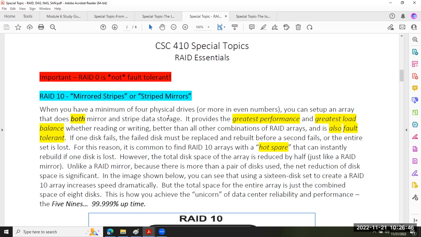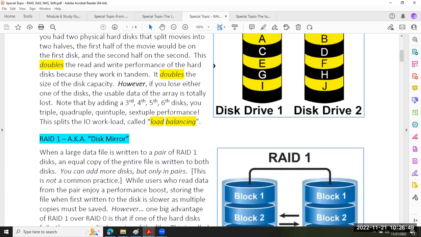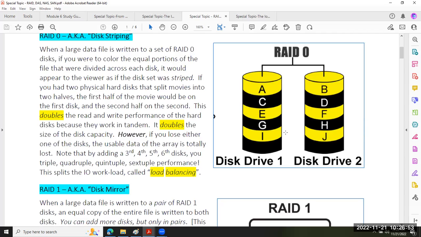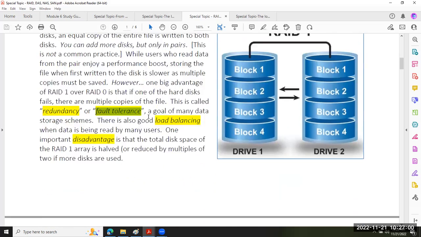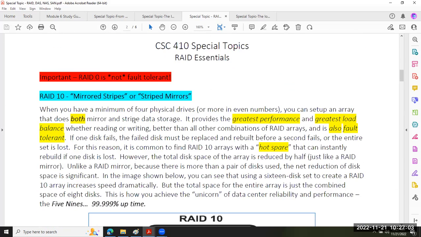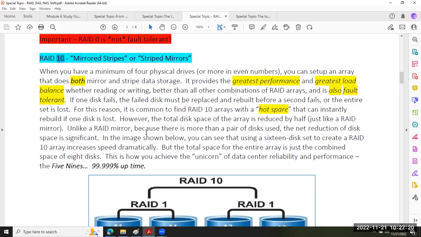RAID 1.0, if you combine mirror and stripe, if you say, okay, I love this idea of striping for performance, and I also like the idea of redundancy, and you combine the two, we say that we have RAID 1.0. So it's not RAID 10. It's considered bad form for anybody to say RAID 10. It's RAID 1.0 because it's a combination of striping and mirrors. Now, in this case, you have to have a minimum of 4 physical drives. So you have to mirror and you have to have pairs. And by the time you mirror a pair, you have to have a minimum of 4 physical drives.